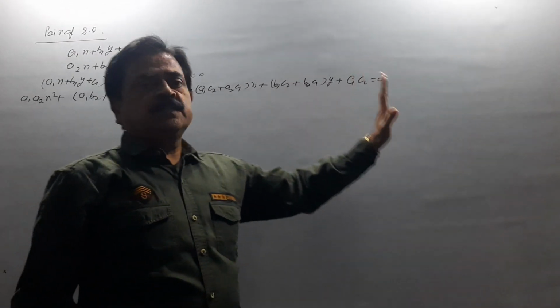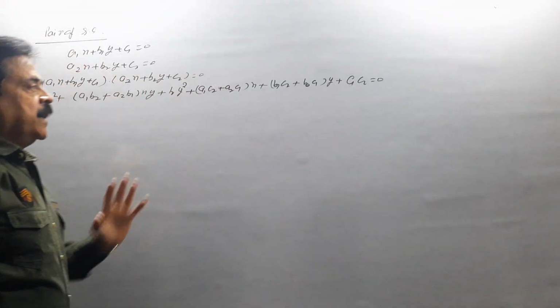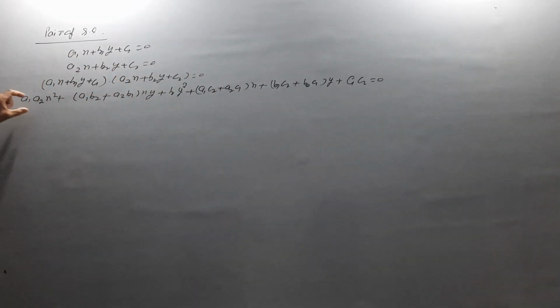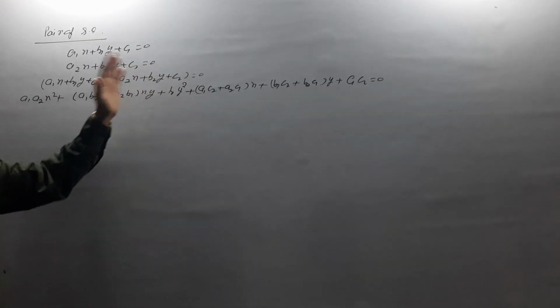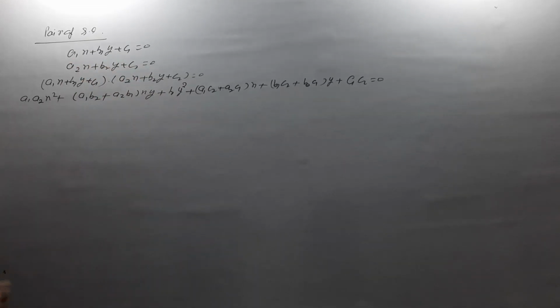So see this equation carefully. This equation is of second degree, so it is called the general equation of second degree. x square, xy and y square are second degree terms, x and y are first degree terms, and this is a constant free from any variable. So this type of equation represents a pair of straight lines.